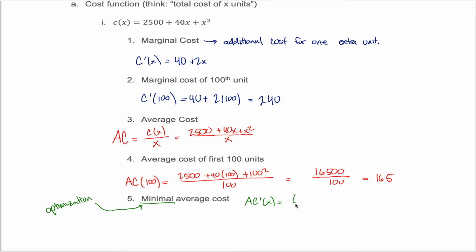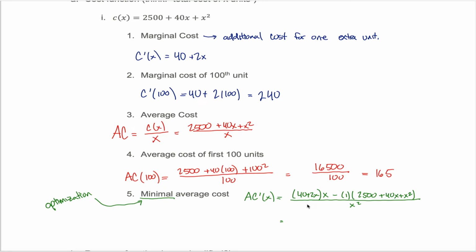The derivative of the top would be 40 plus 2x, and I'll multiply that by the bottom, which is x. From that, I want to subtract the derivative of the bottom, which is just 1, multiplied by the top, which is 2,500, plus 40x plus x squared. But then I got to remember I'm not done. I got to divide that entire thing by the bottom, which is x squared.